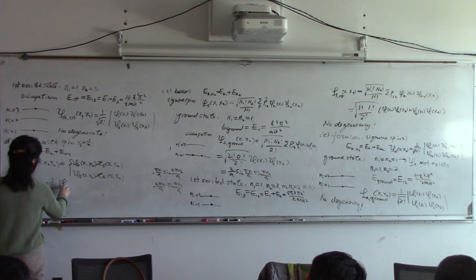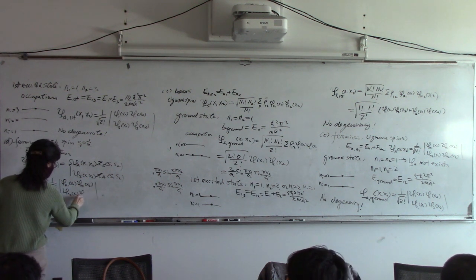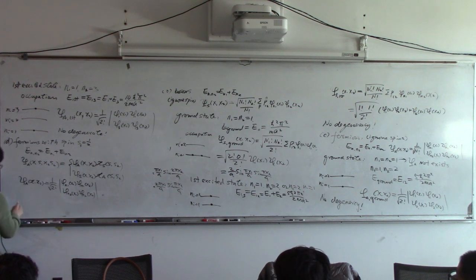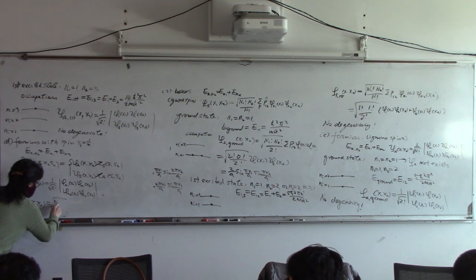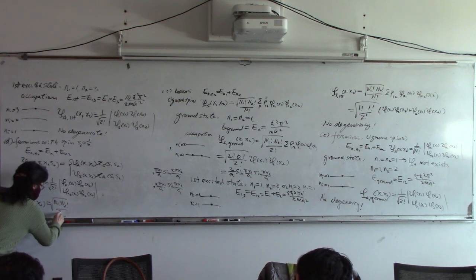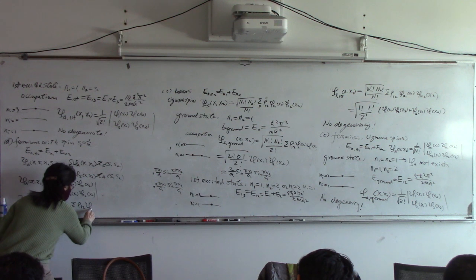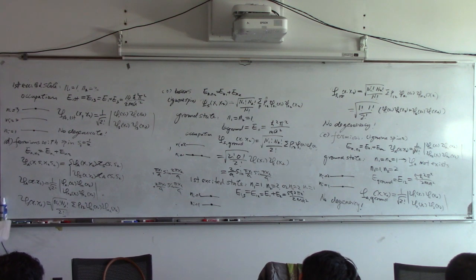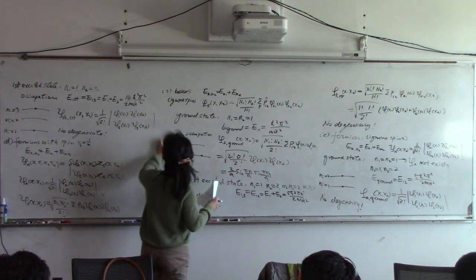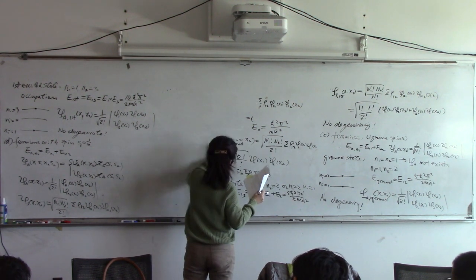Psi n1 x1, psi n1 x2, psi n2 x1, psi n2 x2. Symmetric: 1 over n1 factorial, n2 factorial, 2 factorial, summation over P12 of psi n1 x1 psi n2 x2. Let's get the general formula, then we go to the details of the ground state and first excited states, how to determine those. That is a special case, right?